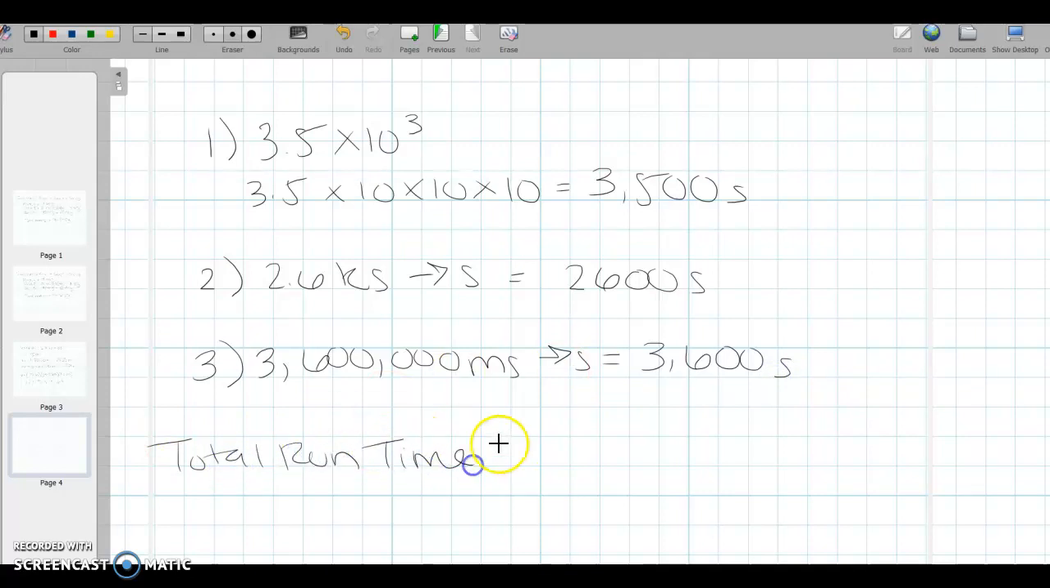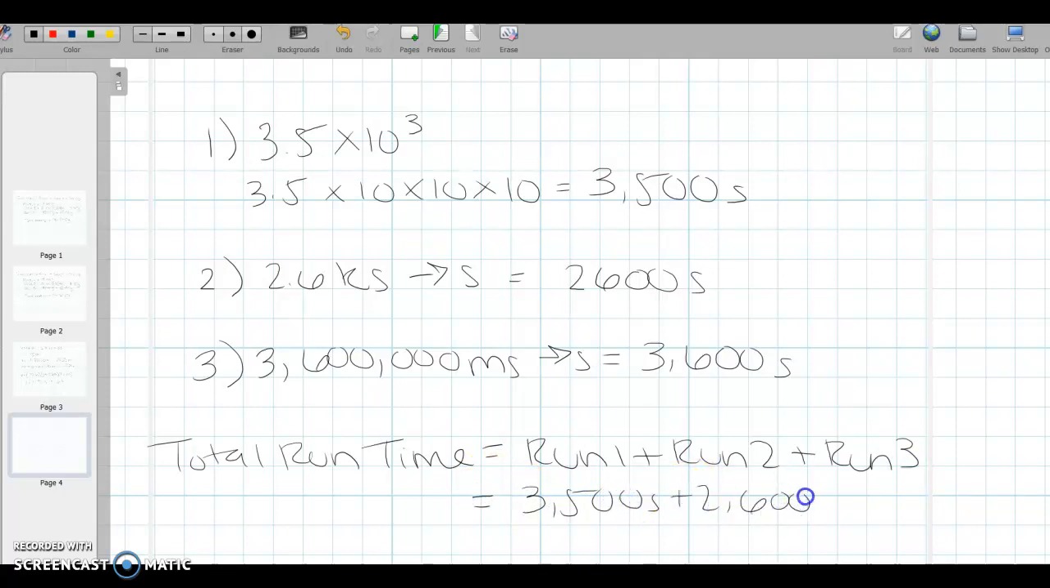So the total runtime would be run 1 plus run 2 plus run 3. Doing that, we have 3,500 seconds plus 2,600 seconds plus 3,600 seconds, and that will give us a total runtime of 9,700 seconds. Sorry, that 9 is terrible. Let me just fix that.